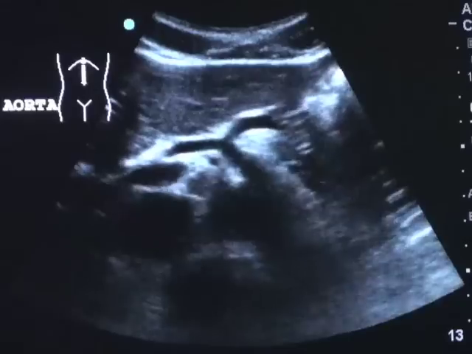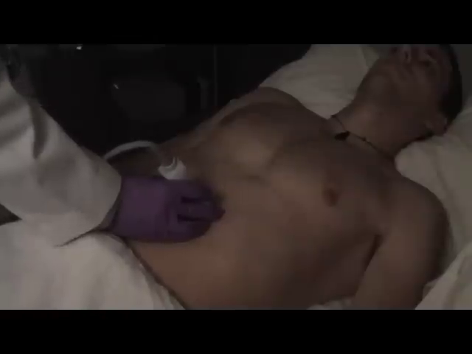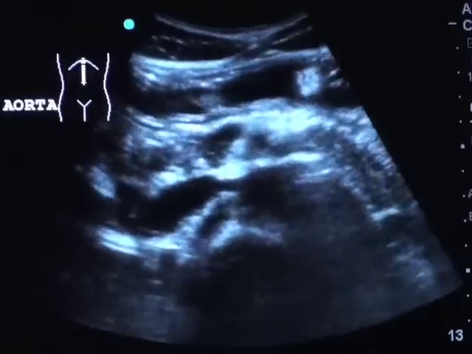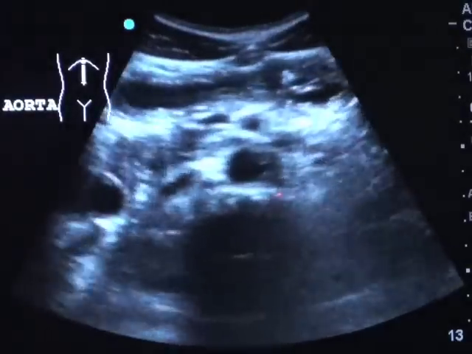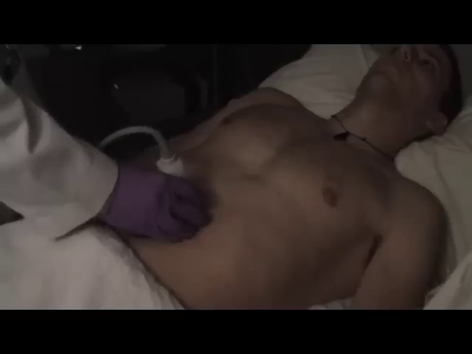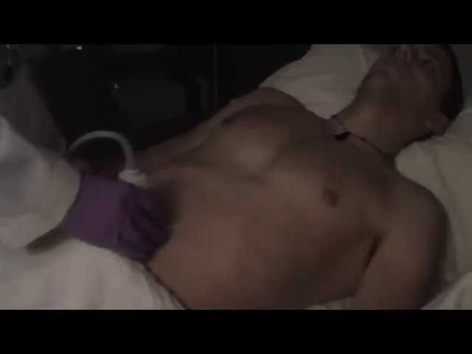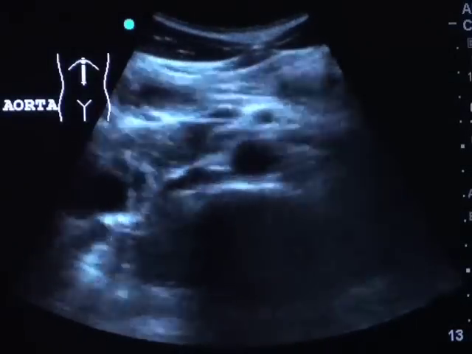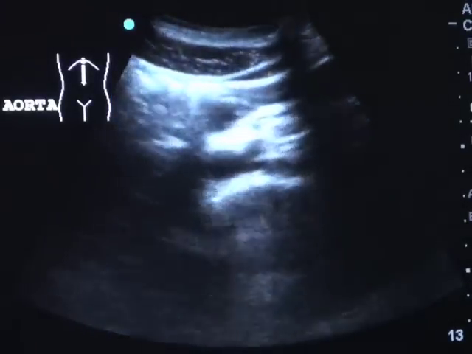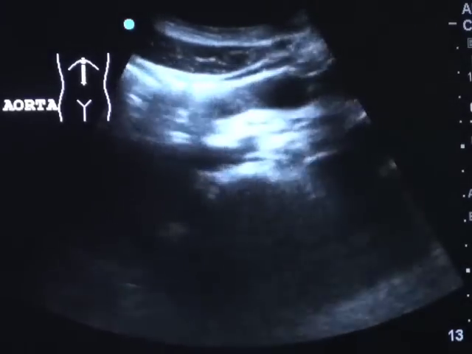And as we move inferiorly, we see the SMA come into view as the bullseye sign. And then inferior from that, we keep moving the probe down past the bowel gas to the bifurcation. So the celiac, the SMA, and the bifurcation are three main views that we look at the abdominal aorta.